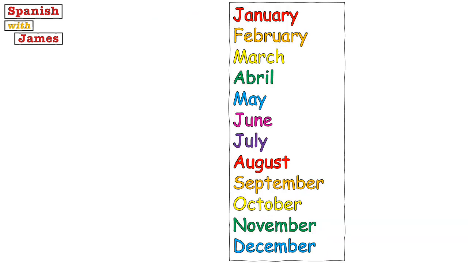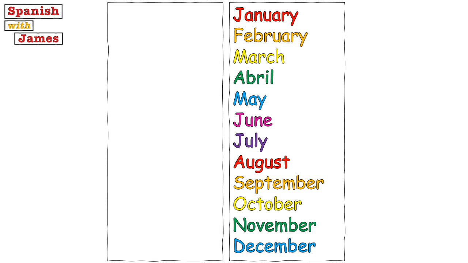Okay, so that's our number revision out of the way. The next thing we need to know is how to say the months of the year, los meses del año, in Spanish. So let's take a look. Some of them are really similar to the English and some of them are a bit different. And our first one is a bit different. Enero, enero. Febrero, so that one's nice and similar. Febrero. Marzo, marzo. Abril, abril.